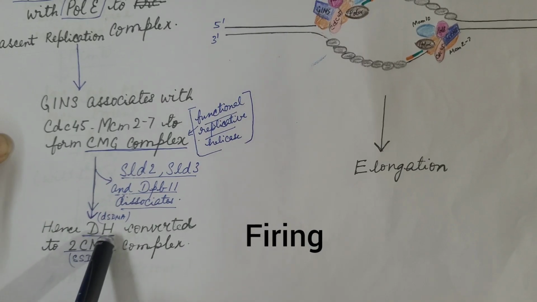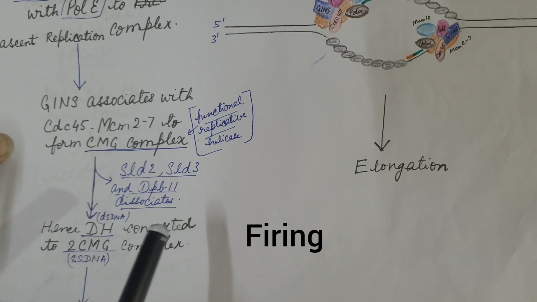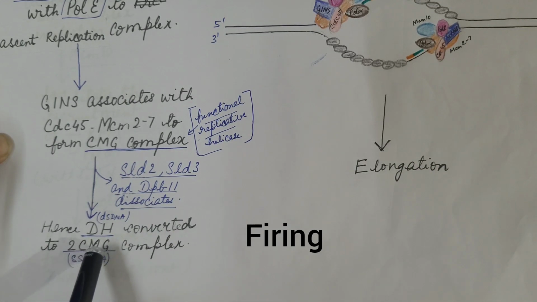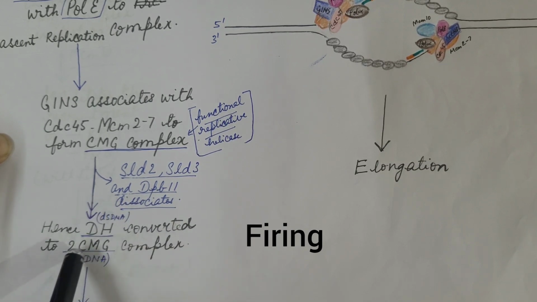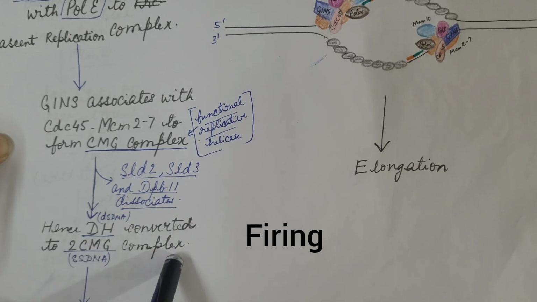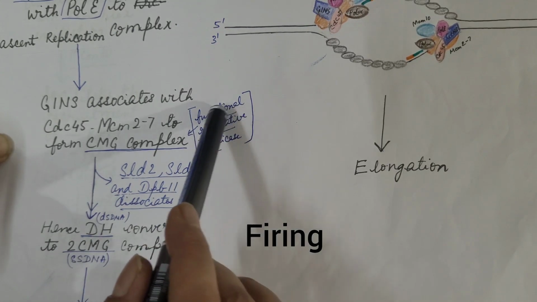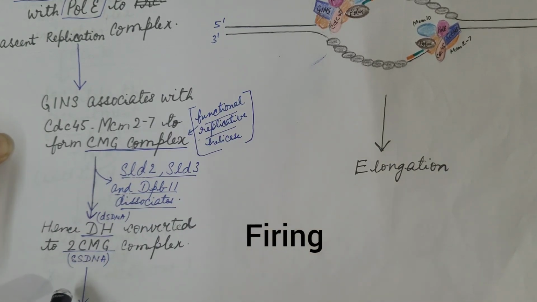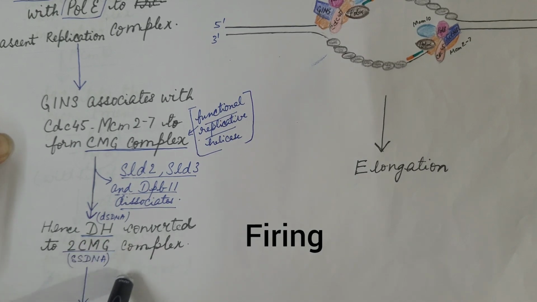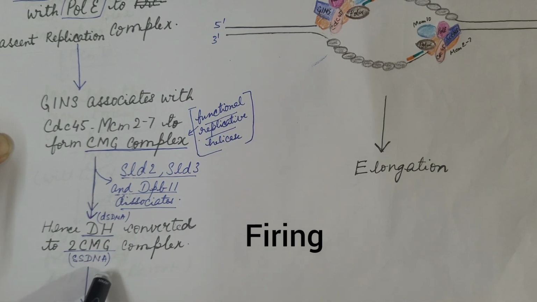Hence, the double hexamer, which we discussed earlier, is now converted into 2 CMG complexes. This double hexamer encircles double-stranded DNA, and as it is converted into 2 CMG complexes, it functions as the helicase. That means it is a functional replicative helicase, as a result of which unwinding of the double strand of the DNA takes place by breaking the hydrogen bonds between the base pairs. Hence, this CMG complex now encircles single-stranded DNA.